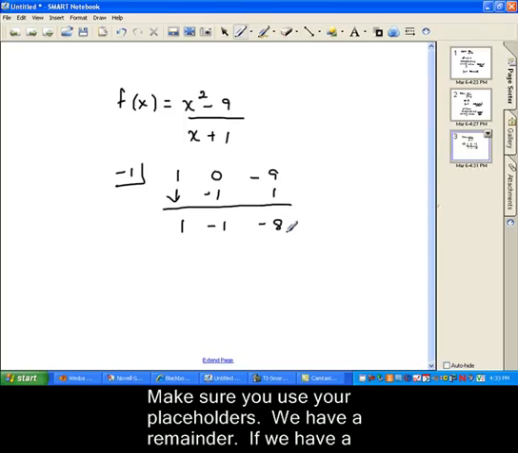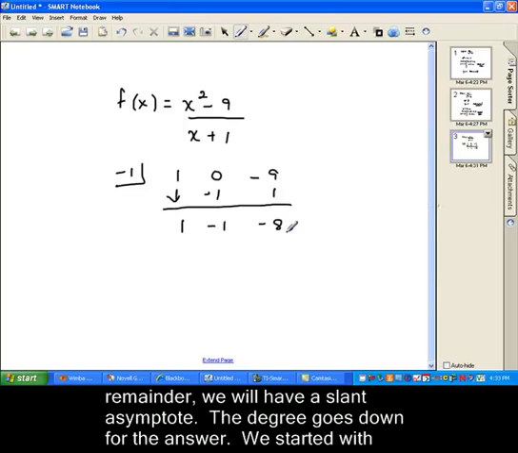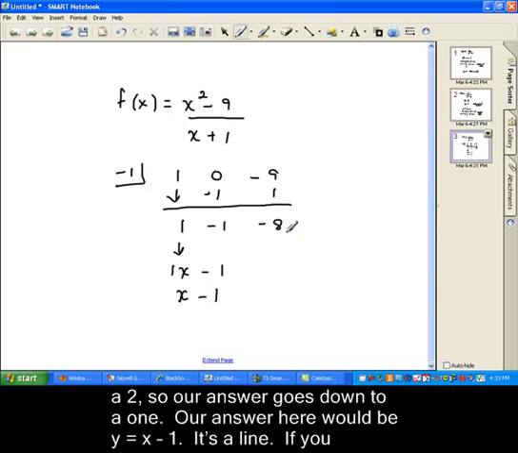We've done the synthetic division and we have a remainder. If we have a remainder, we do have a slant or oblique asymptote. So remember that your answer goes down 1 degree, or 1 number from the exponent. We started with a 2 on the top, so this answer will go down to a 1. We don't even care about the remainder. We just chop that off. The asymptote is actually the part of the problem not including the remainder. So this asymptote is actually y equals x minus 1. It's a line. That's what an asymptote is.